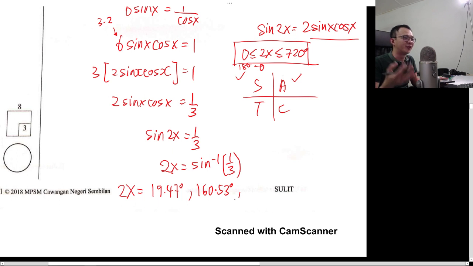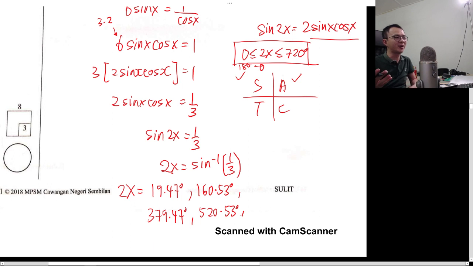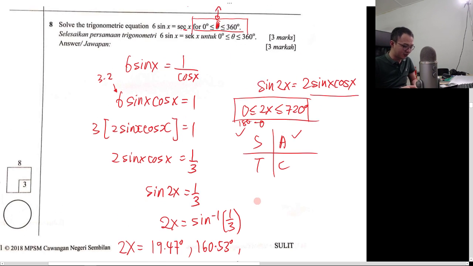Because just now I said I want to find the answer up to or close to 720, so I'm going to move on to find the next two answers. The next answer is just 360 plus the first answer, because it's in the second cycle. So we will get 379.47. The last one is just 360 plus this one, so you should get 520.53. You might ask, should you continue to find more here?